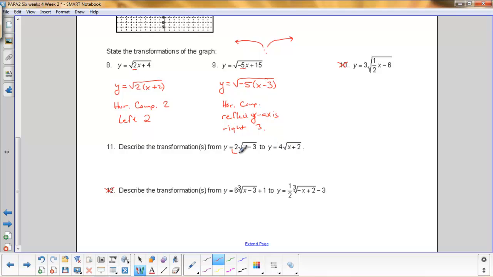Now looking at them in a graphing format, you'll notice that the number 2 increases to the number 4, which means I have a further stretch of this from the parent function y equals the square root of x. So that means I have a vertical stretch of 2, factor of 2. Now to go from -3 to +2 means that I've gone from right 3 to left 2, which means the total translation is going to be left 5 units.